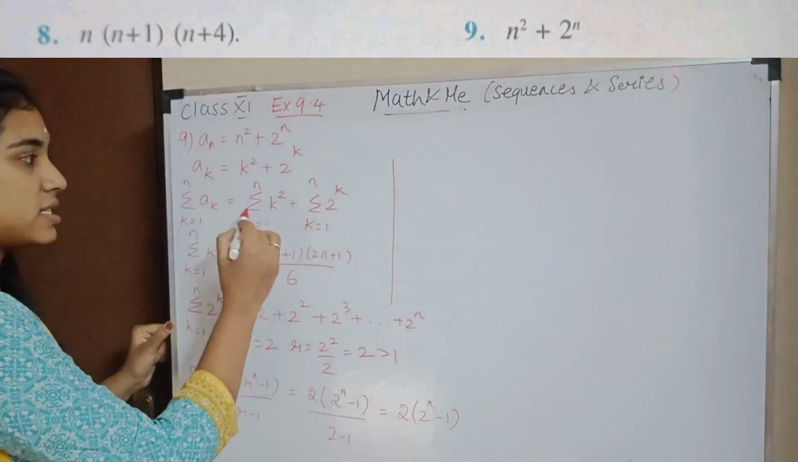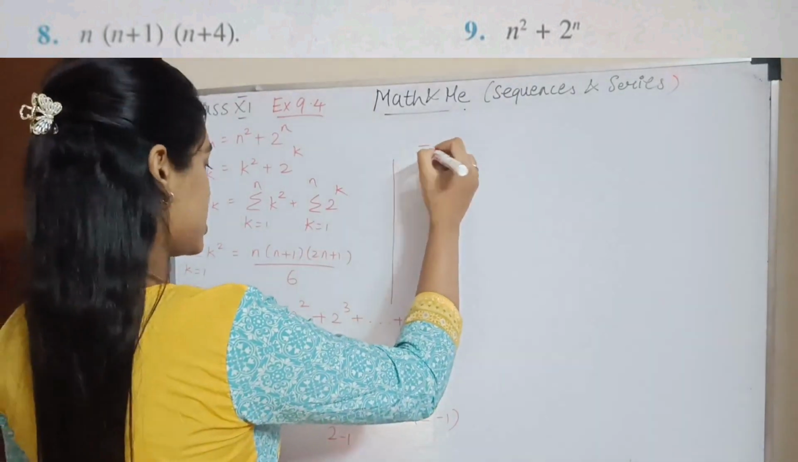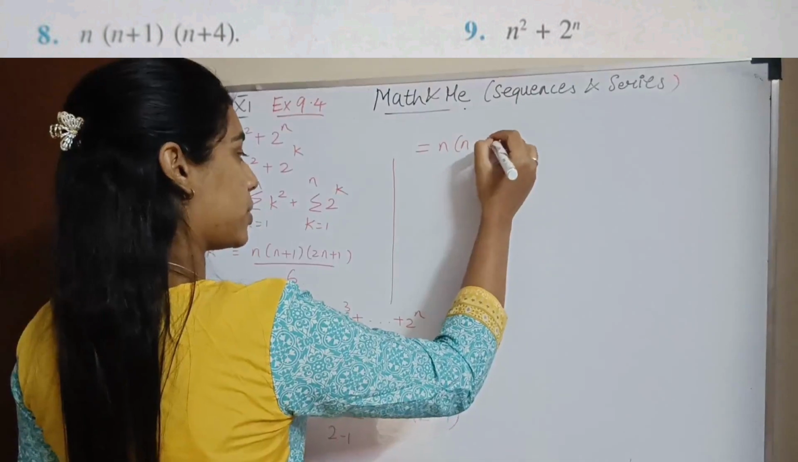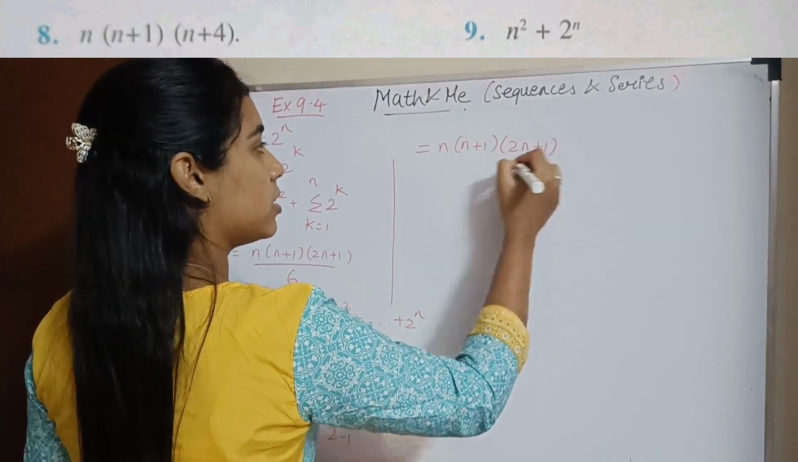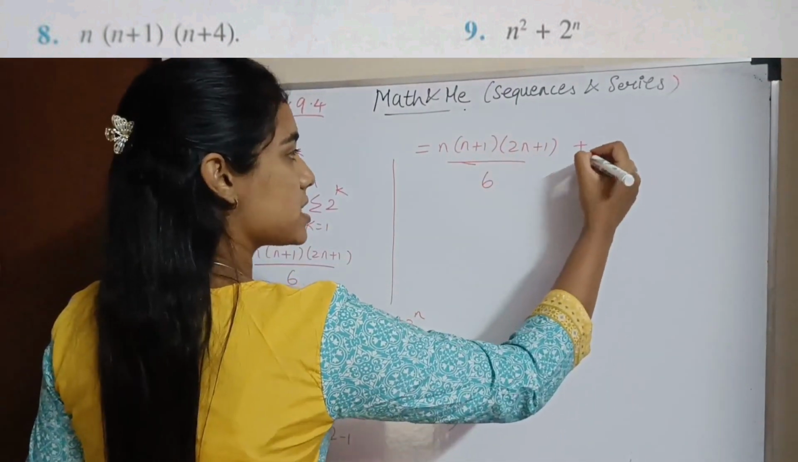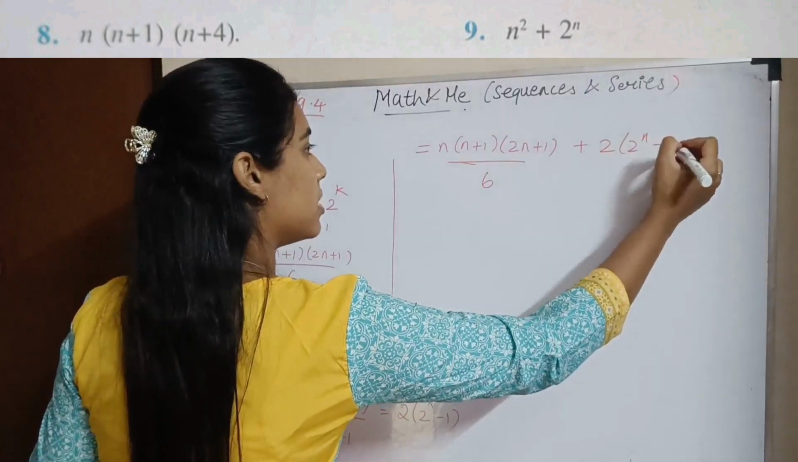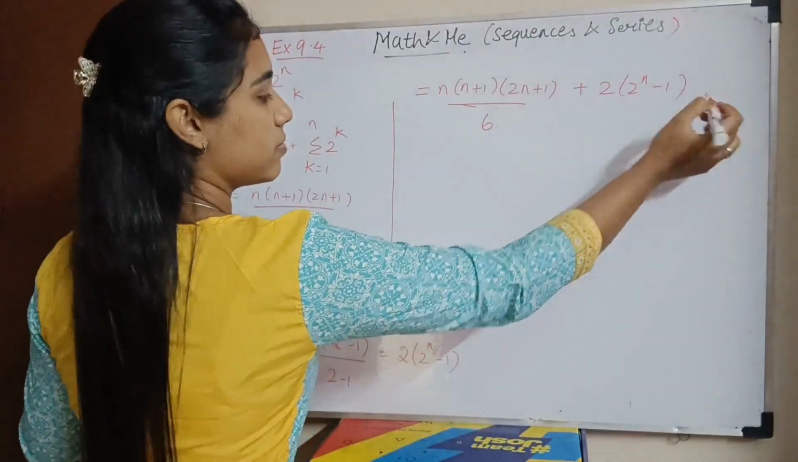My final answer is the summation of the two. So which is equal to n times n plus 1 times 2n plus 1 divided by 6 plus 2 times 2 to the n minus 1. This is my final summation. Okay.